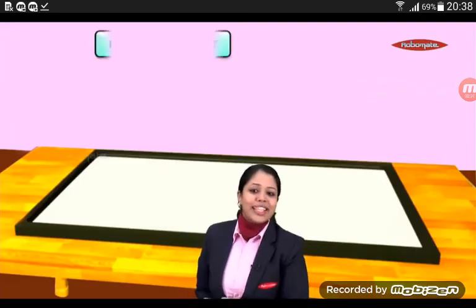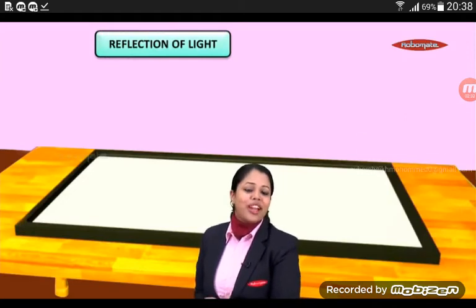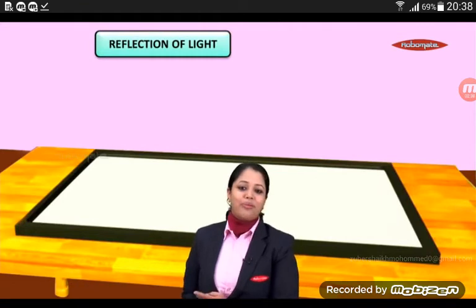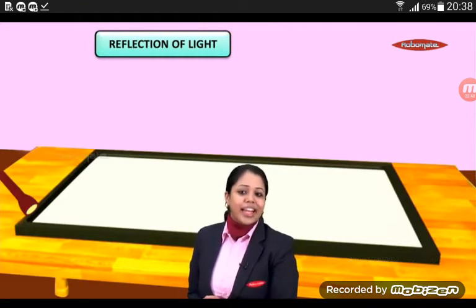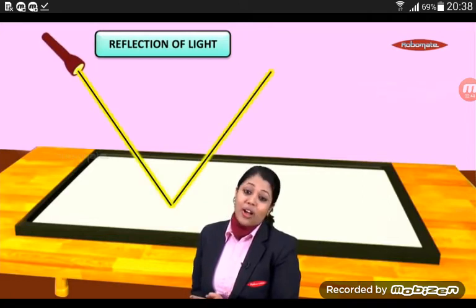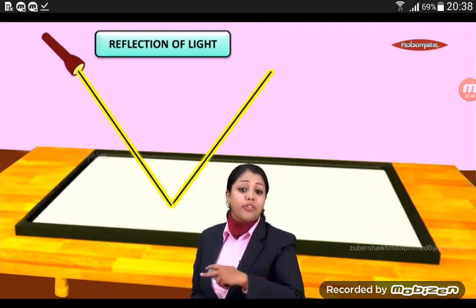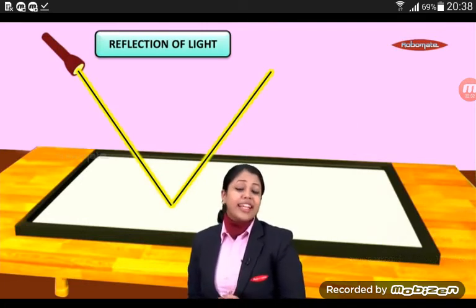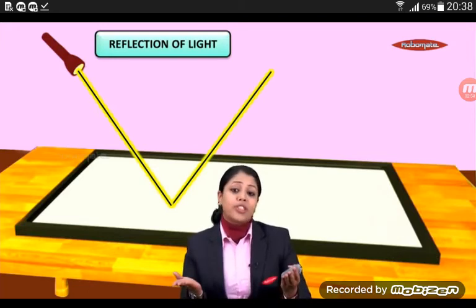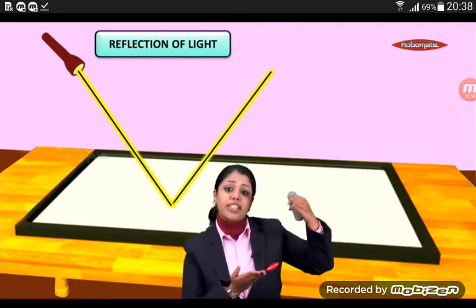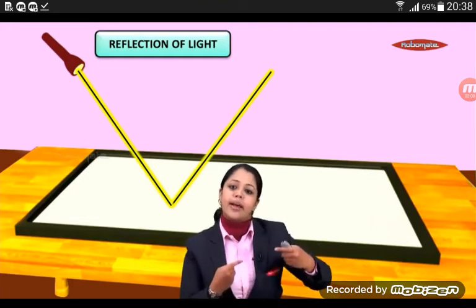Now students, let's understand reflection of light in detail. For understanding reflection of light, we'll perform a very simple experiment. I take a torch and now I incident a ray of light on this mirror. Whenever light hits an opaque surface, what is an opaque surface? Opaque surface means that it doesn't allow light to pass through it. So whenever light is incident on an opaque surface, it bounces back. That is, it reflects back.